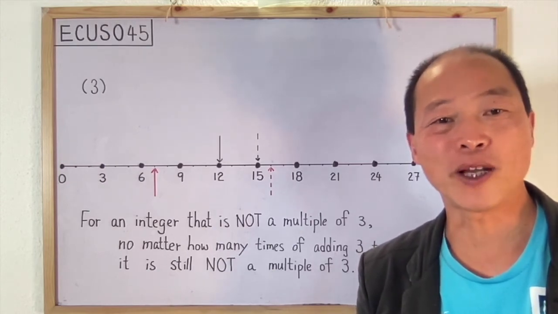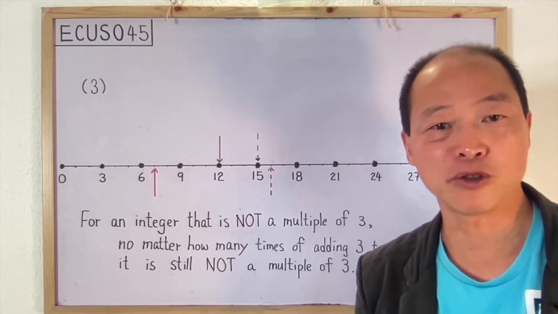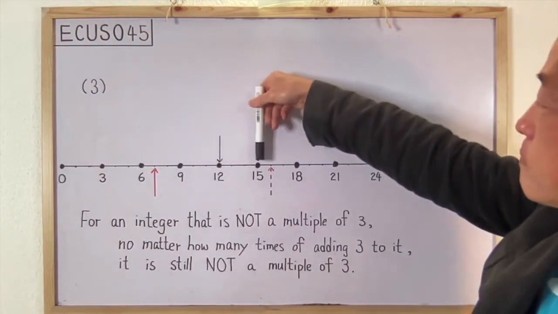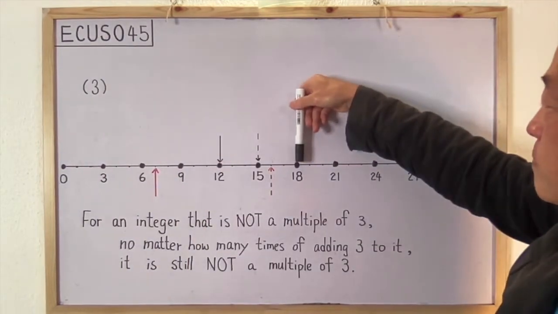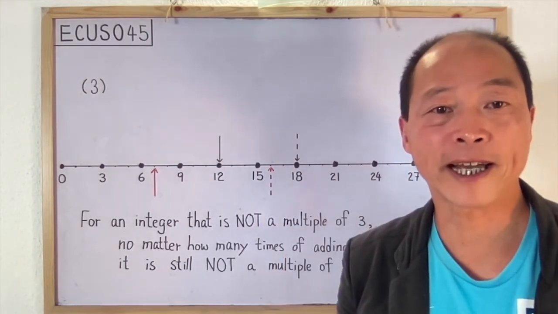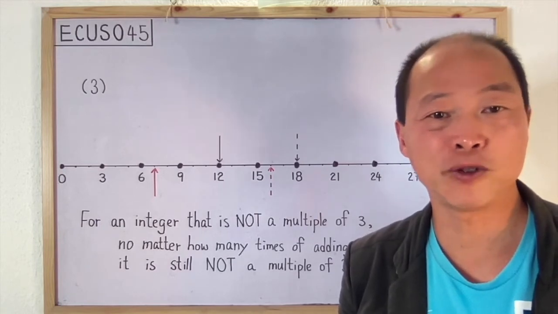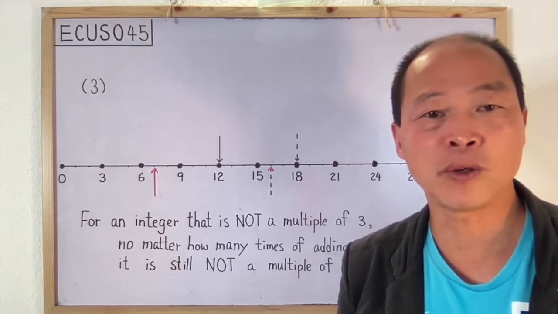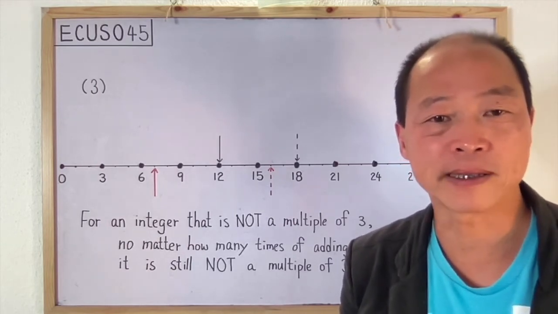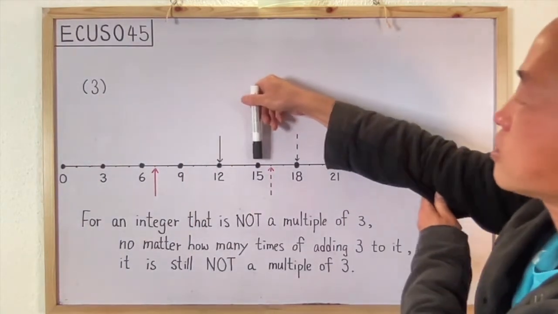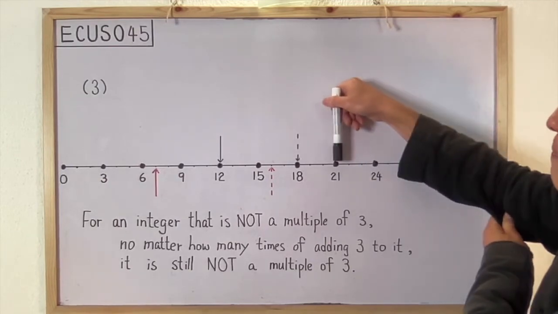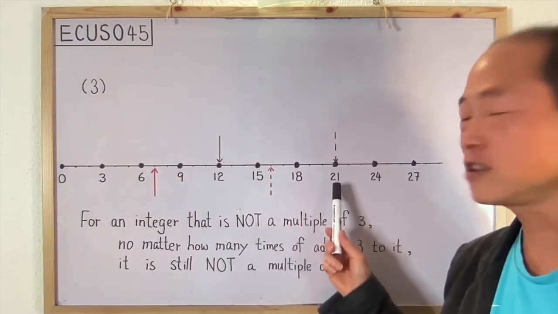Actually, adding 6 to a number means adding 3 two times to the number. Let's see what happens. Adding 3 the first time, adding 3 the second time. The arrow is still on a solid dot. In the third attempt, I give 9 euros to the student. Actually, adding 9 to a number means adding 3 three times to the number. Let's see what happens. Adding 3 the first time, the second time, the third time. The arrow is still on a solid dot.